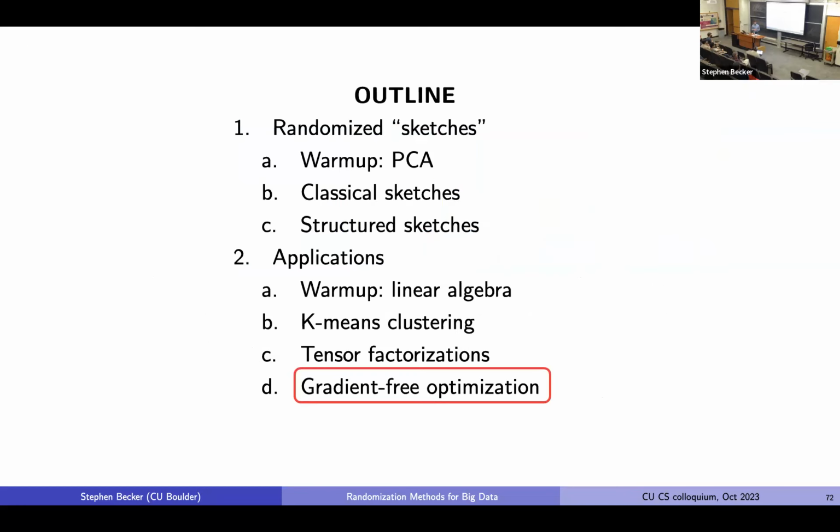I think maybe I should just stop there because we're pretty much out of time. If you have questions later on gradient-free optimization, I can talk to you about that. But I think that's it.